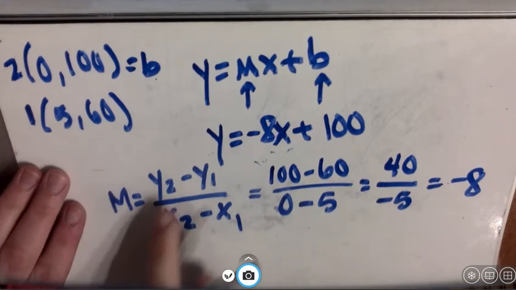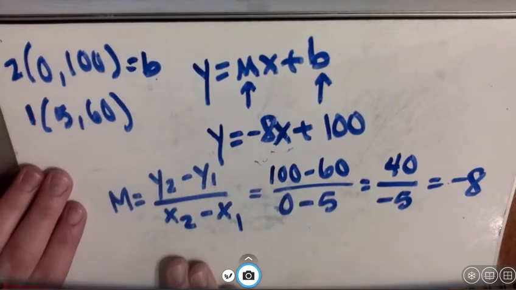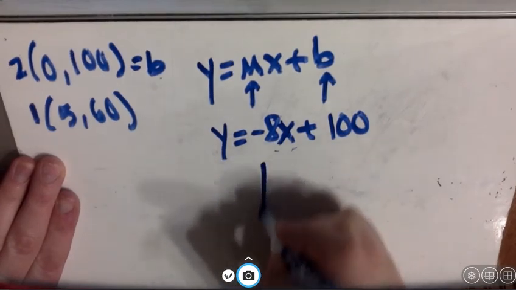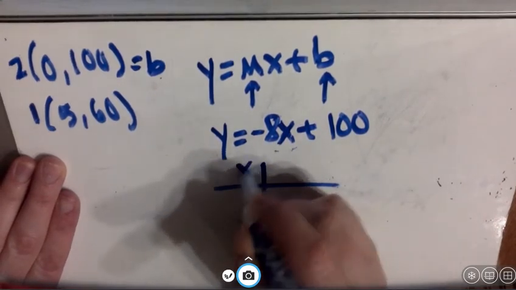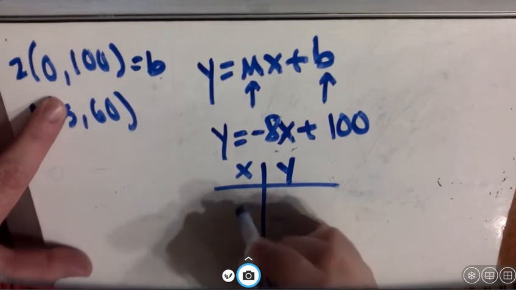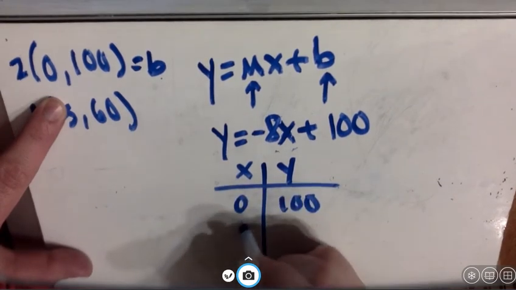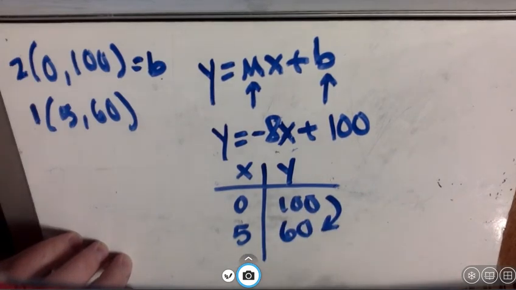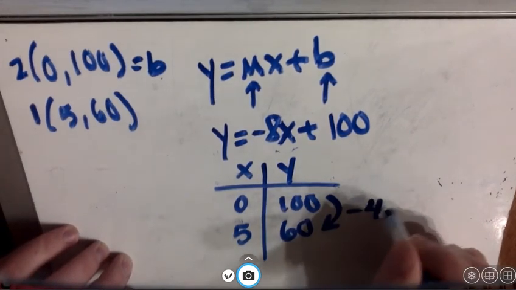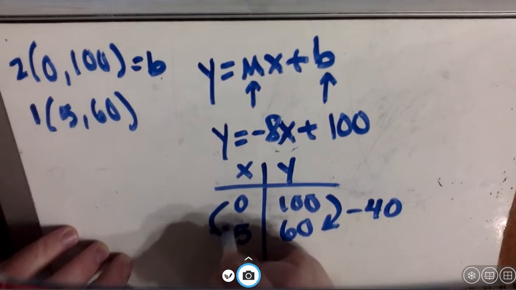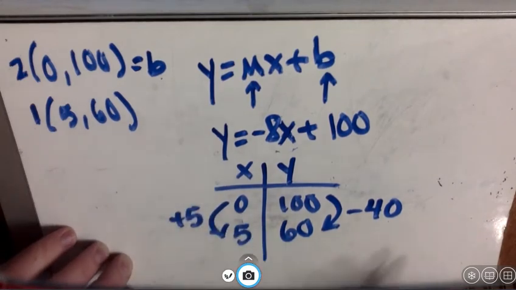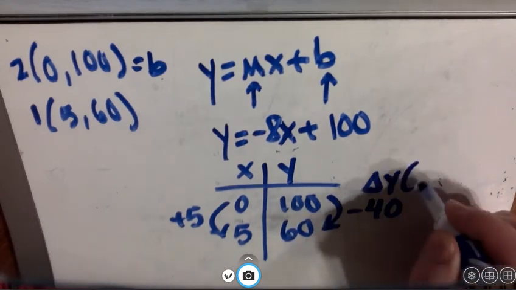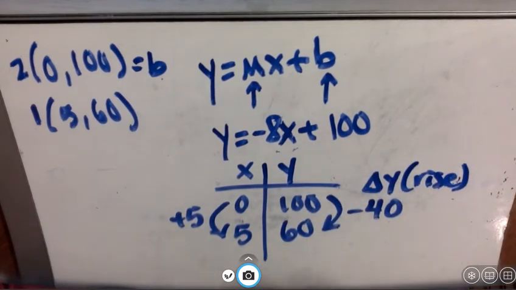Now, if you're having a hard time with this particular slope formula, we can also look at slope in other ways. We can look at it in terms of a table. I have x values and y values, and I have (0, 100) versus (5, 60). How do I get from 100 to 60? I have to subtract 40. How do I get from 0 to 5? I have to add 5. My change in my y value, or the rise, is negative 40.